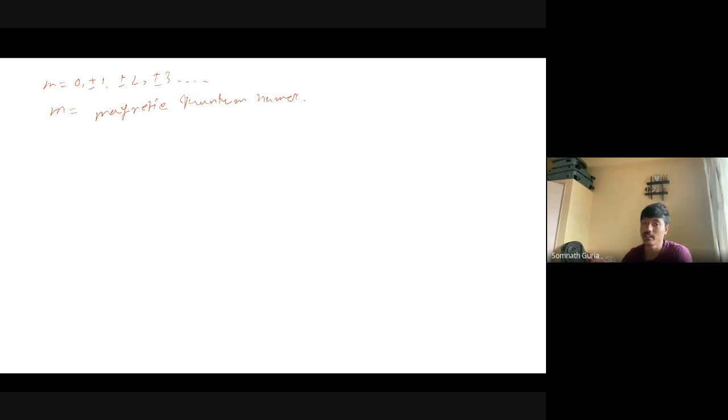Okay. And this m value is always such that mod of m is less than or equal to l. This l is the azimuthal quantum number. I'm sorry about my handwriting.